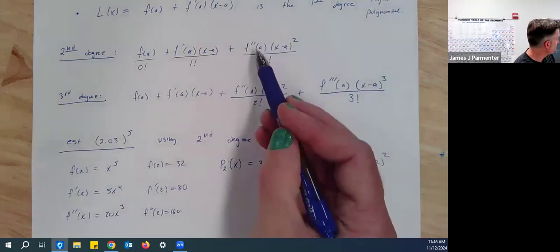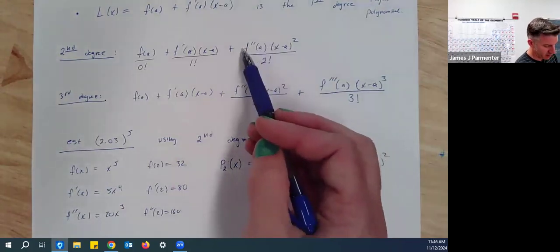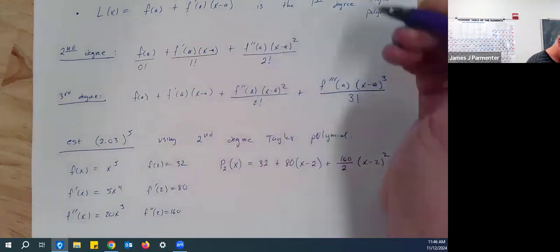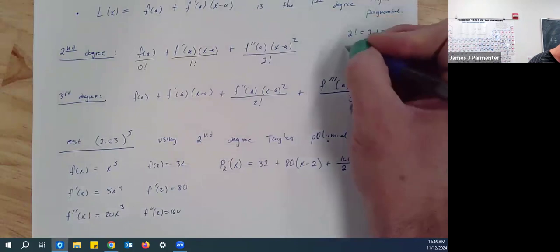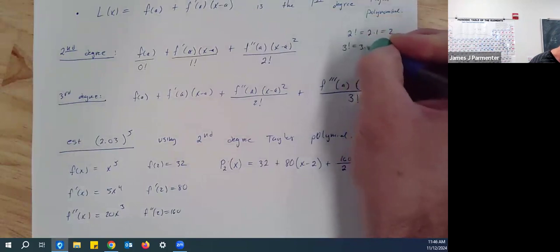Because my formula says the second derivative divided by 2 factorial. And 2 factorial is equal to 2 times 1. Just like 3 factorial is equal to 3 times 2 times 1.